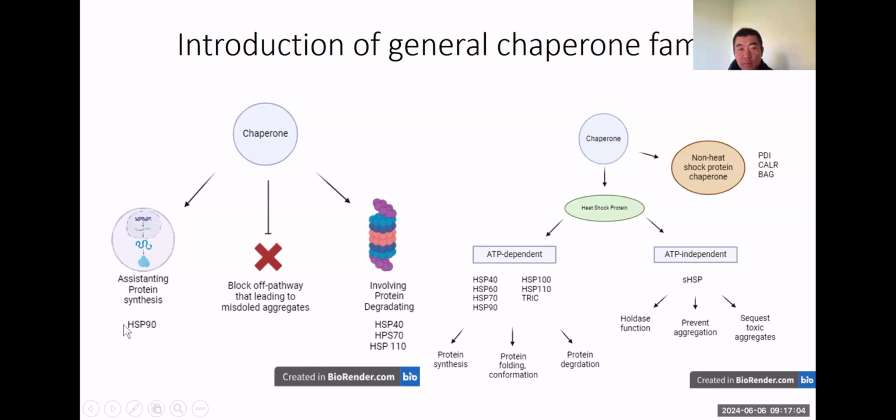This is some of the examples. Can you point it to the proteasome? Yeah. So that's the involved protein degradation, but HSP 40, 70, and 110, why are they involved in the ubiquitin proteasome? This is what I know from the literature. Well, how do they prove it? As the review article mentioned it.